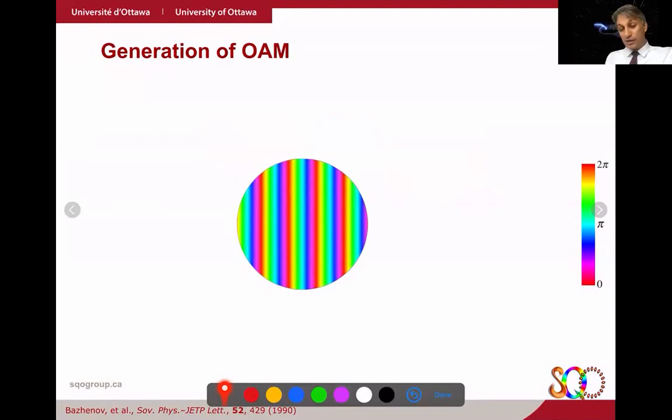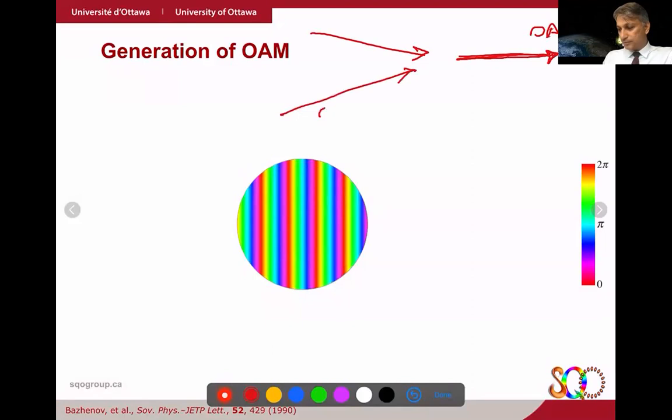How that technique works, essentially, you have a beam which is coming at an angle. The question is, can we create an orbital angular momentum beam, a beam that carries OAM? They say, look, I don't know how to create this beam, but I know the mathematical expression for the orbital angular momentum carrying beam.